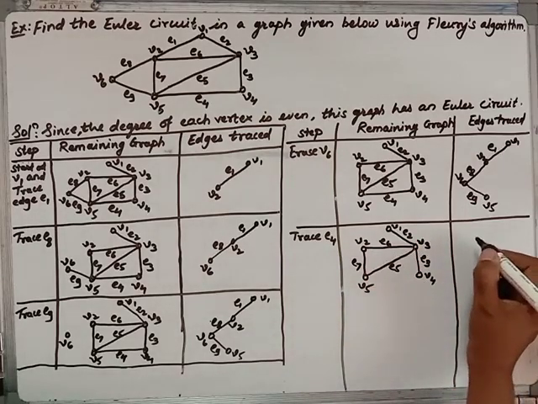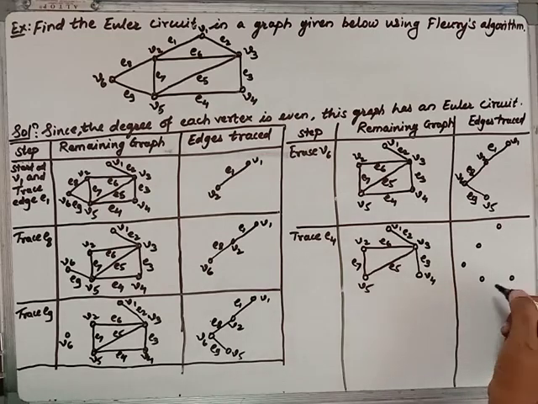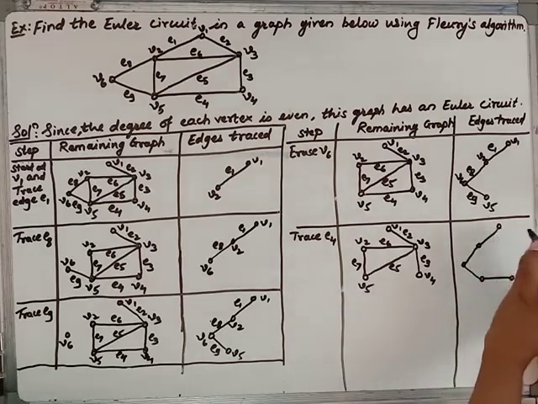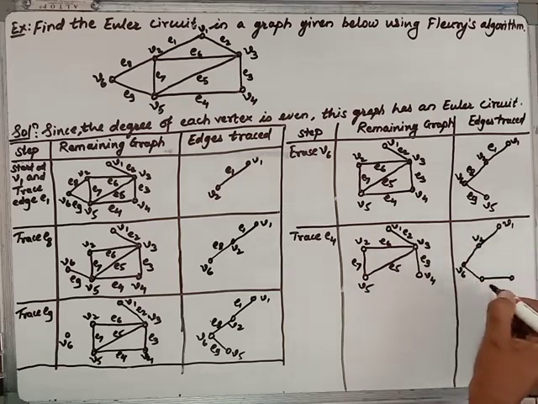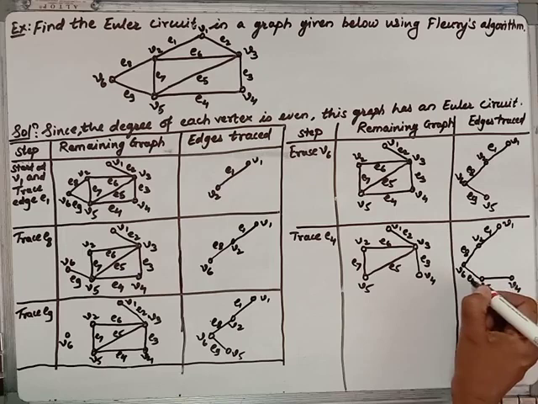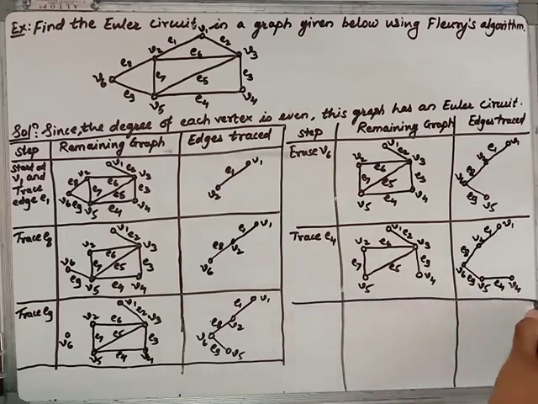So what is here? V1 to V2 to V6 to V9, then V5, right? V5, sorry, V4. V1, V2, V6, V5 and V4. So it is E1, this is E8, E9 and E4. This one we have done till here, right?